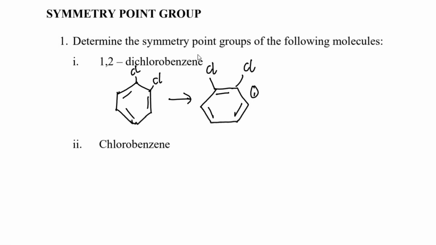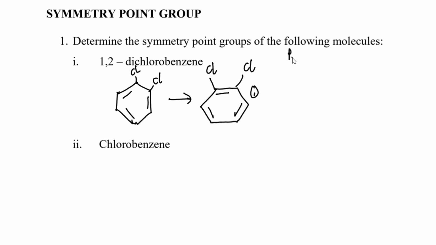Let's look at some questions on symmetry point group. So basically we have 1,2-dichlorobenzene. So this is the structure, and it can also be drawn as this, right? For you to determine the symmetry point group, you need to check for this.